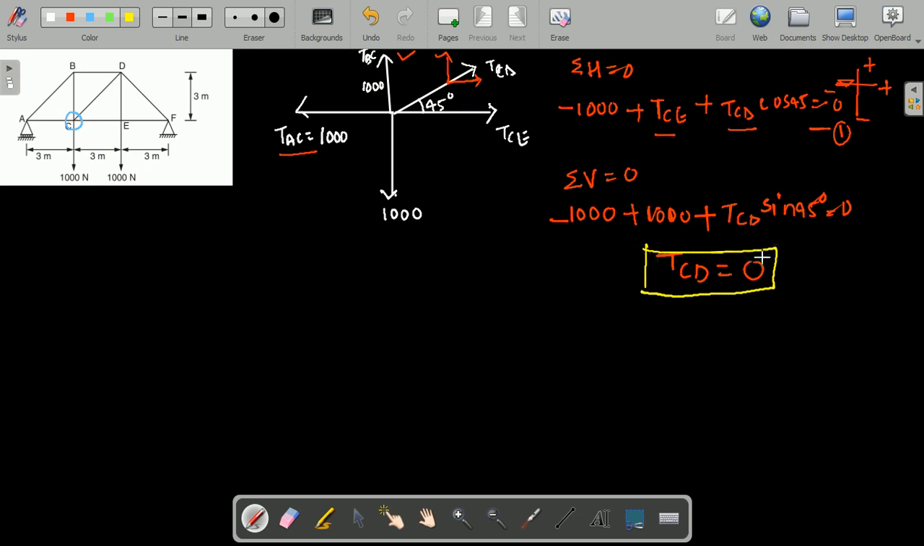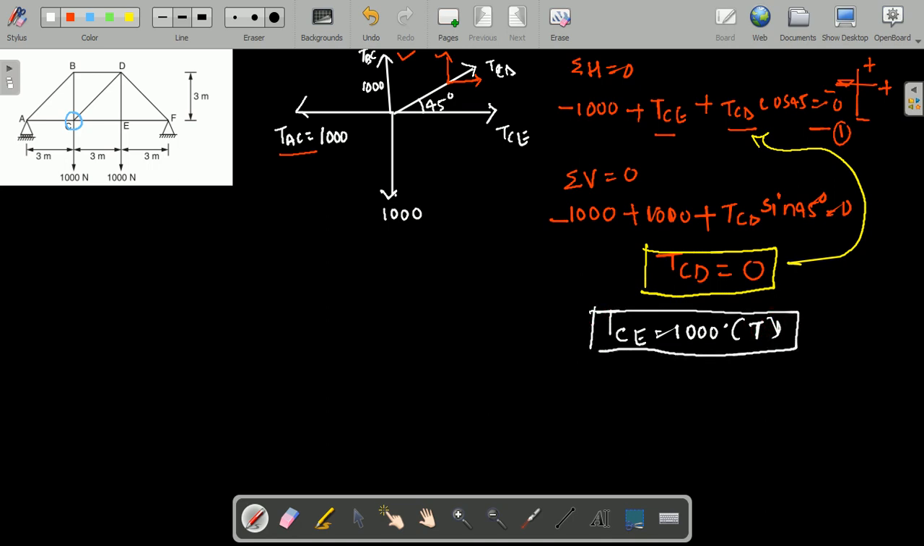Just substitute this TCD value in this equation. By substituting that, we are getting the value of TCE equal to 1000, that is in tension. If it is 0, there is no need of writing it because it is neither compression nor tension. So now joint C is over.